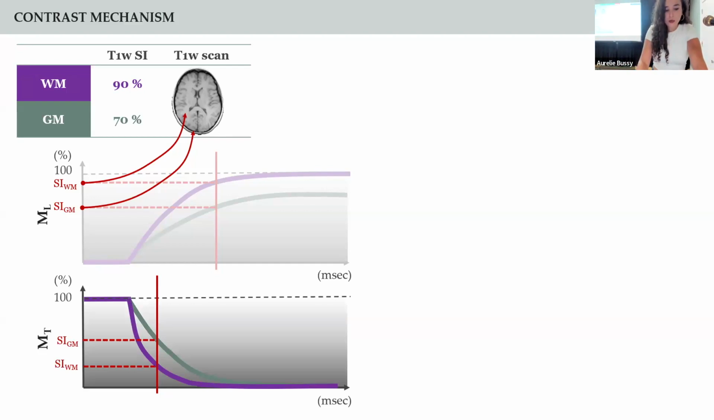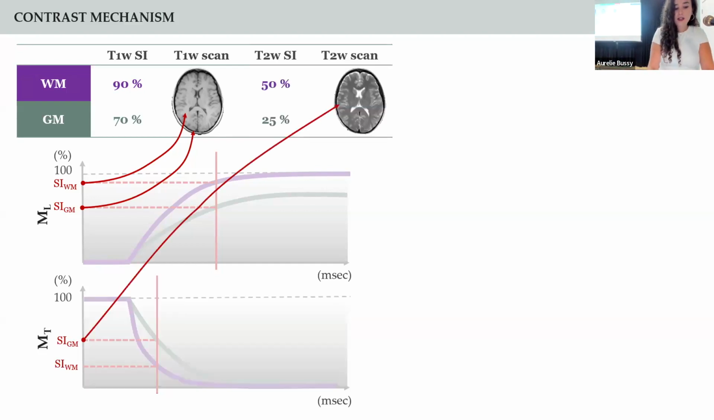And again, I can do the same. And that is why this time the gray matter voxels will be brighter than the white matter in a T2 weighted scan. So it's really because we are looking at different curves, different effects, okay? So that is for weighted scans.